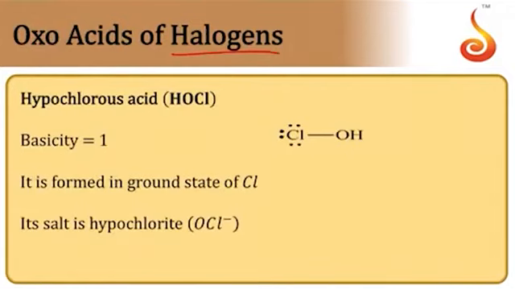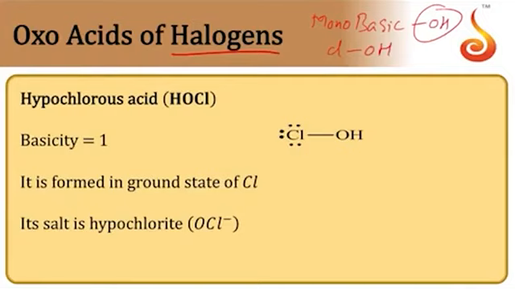Then oxo acids of halogens now. Now oxides of halogens here. All oxo acids of halogens are monobasic in nature. All of them are monobasic. So all are monobasic means all have only one OH group in that. If you look at the structures here, the chlorine has only one OH group. One single bond OH group is there because all of them are monobasic in nature.